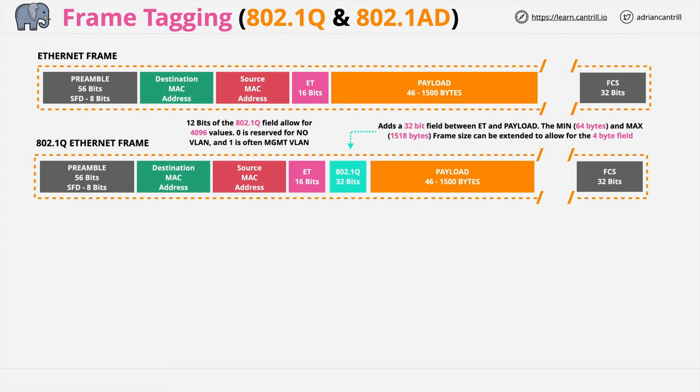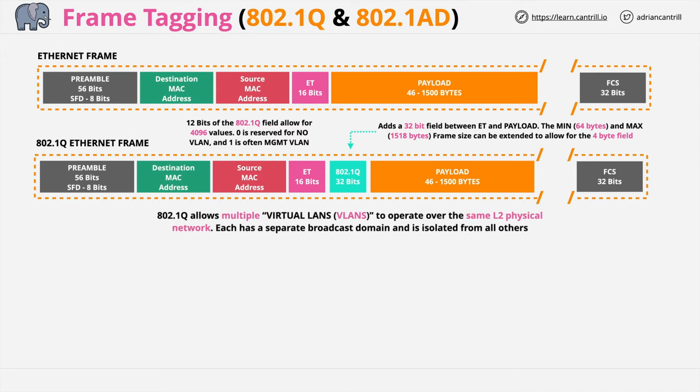What this means is that any .1Q frames can be a member of over 4,000 VLANs, and this means that you can create separate virtual LANs or VLANs in the same Layer 2 physical network. A broadcast frame, so anything that's destined to all Fs, would only reach other devices which are in the same VLAN. Essentially, it creates over 4,000 different broadcast domains in the same physical network.